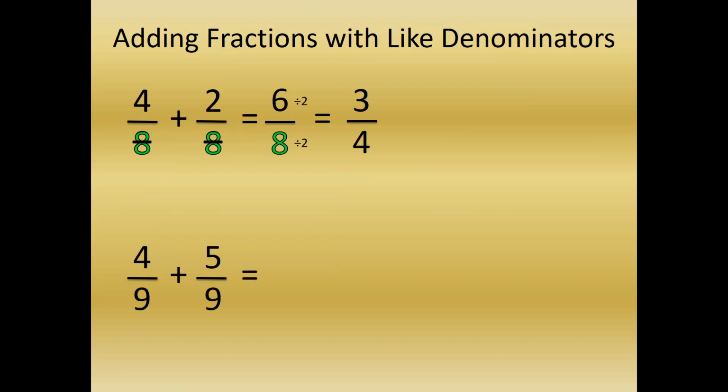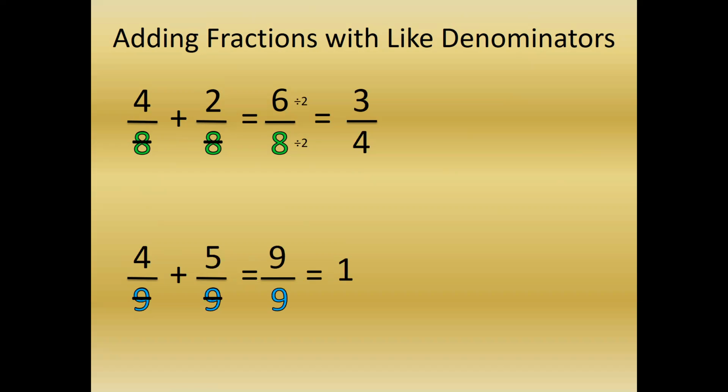So we're going to do one more together. So we have 4 over 9 plus 5 over 9. Because our denominators are the same, we can cross them out and just put the 9 in the answer for the denominator. Then we have 4 plus 5. 4 plus 5 is equal to 9. And because it's 9 over 9, we can simplify that to just equal 1.